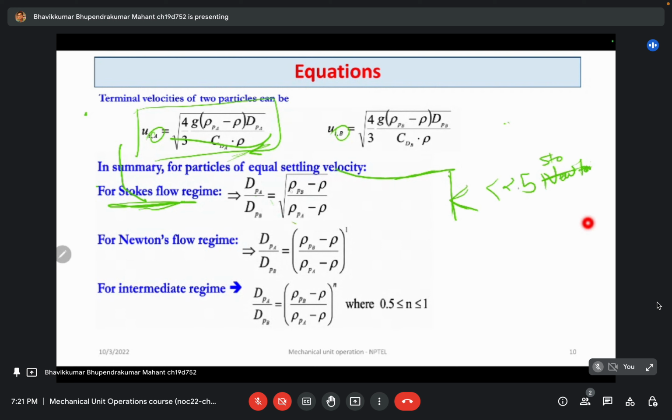If you directly remember this formula, please take care of the notation. They are not on the same side, they are on opposite sides. If you talk about the Newton's flow region, then this square root converts into a linear relation. So d_pA by d_pB is equal to (rho_pB minus rho) upon (rho_pA minus rho). If we talk about the intermediate region, then we can't say which power of density difference ratio will apply. It may vary between 0.5 and 1, as the Stokes flow regime has 0.5 and the Newton's flow regime has 1. So it varies in between.